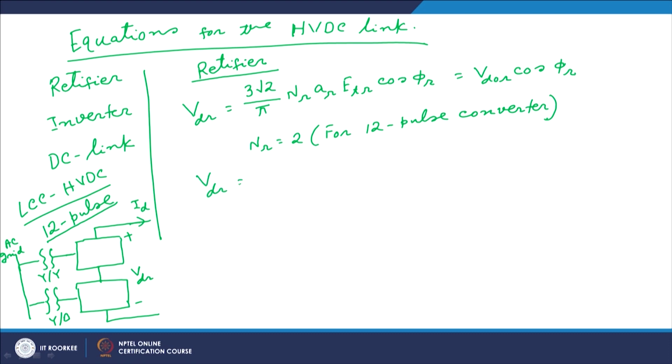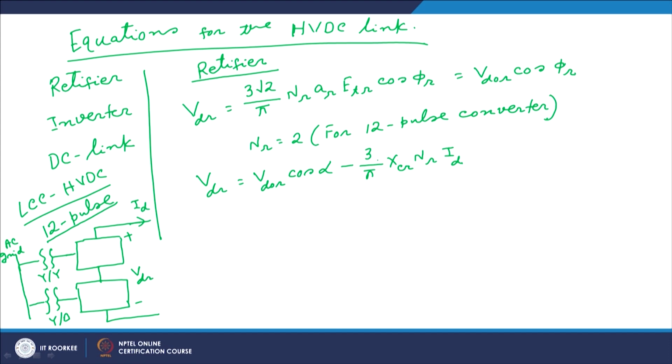And then another equation is VDR equal to VDOR cos alpha, where alpha, as we have just said, is the firing angle, minus 3 by pi XCR NR into ID. XCR is nothing but the transformer leakage reactance at the rectifier side. This is the individual transformer reactance. Please note that this is the reactance of one transformer. For example, here we are using two transformers, so this XCR denotes the leakage impedance of one transformer.